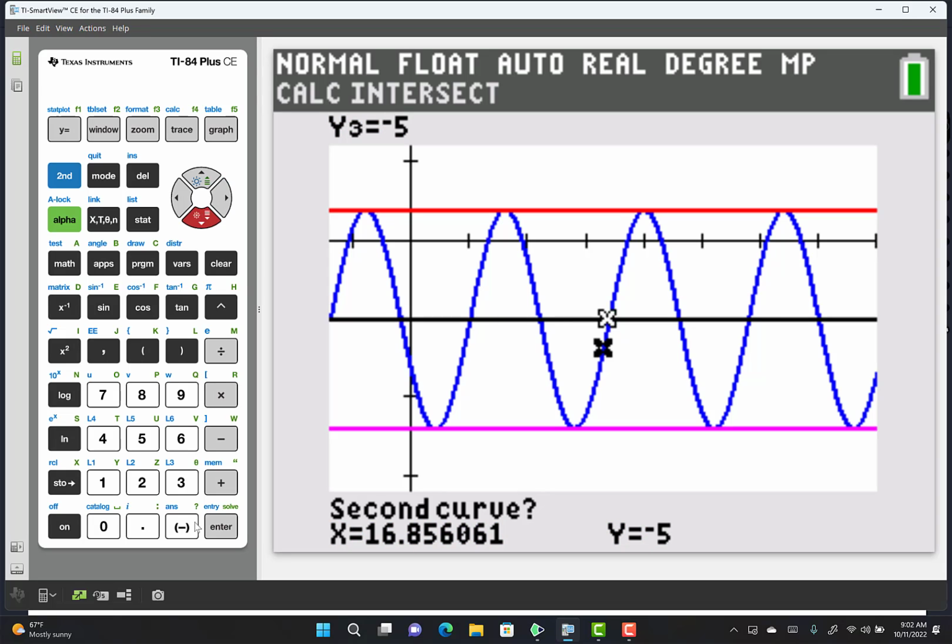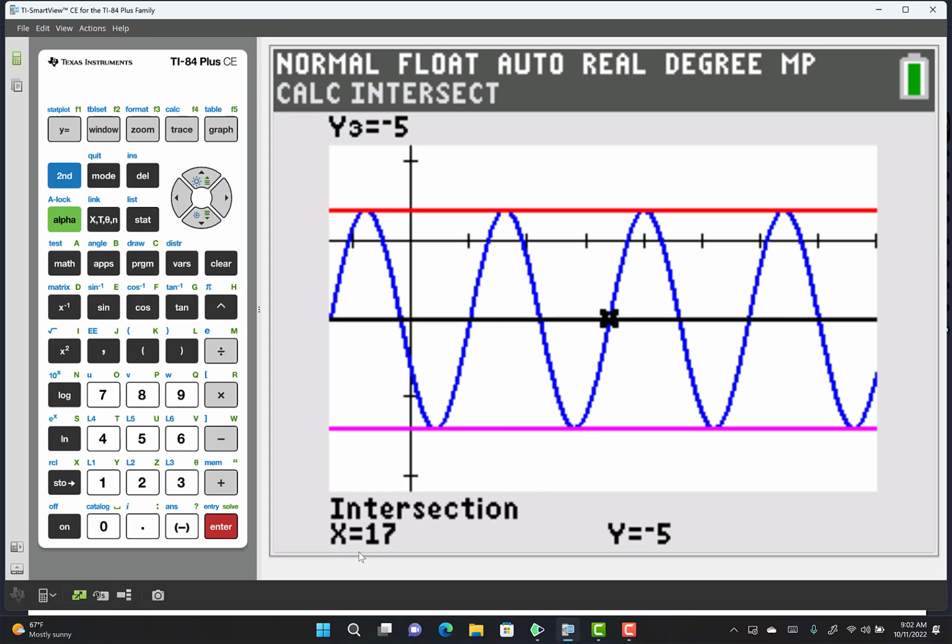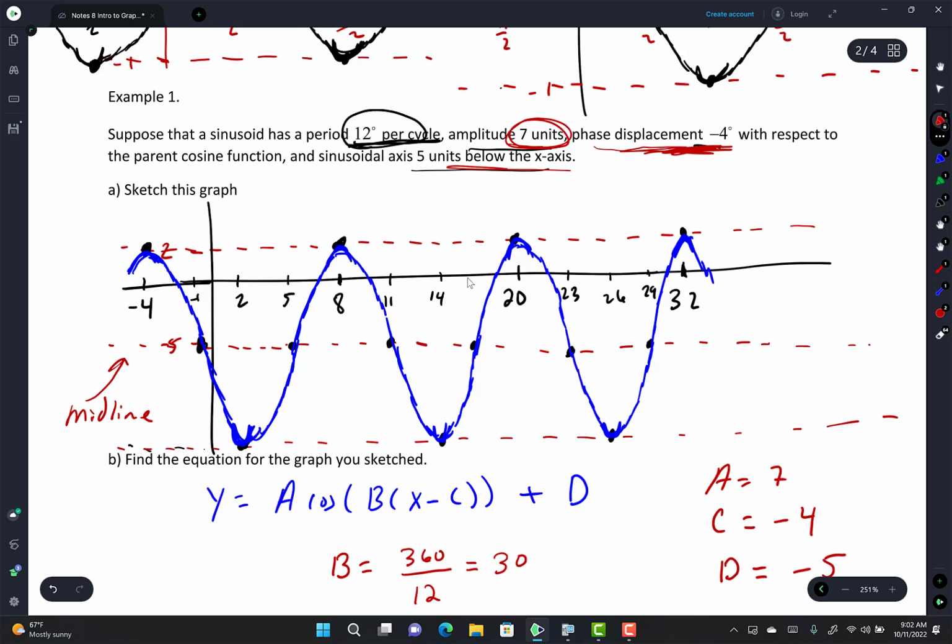Go down. And then look. It's telling me that I have an intersection at 17, negative 5. Do I have a point of inflection at 17? Yep, I do. I just didn't put it in here, but that's 17 right there. Cool, right?